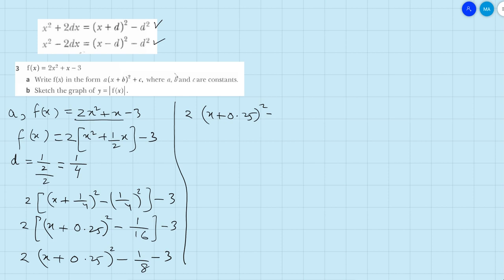8 3s are 24. 24 plus 1 is 25. So minus 25 upon 8. So 2 into (x plus 0.25) square minus 25 upon 8 is what?